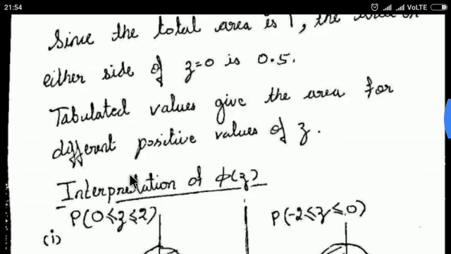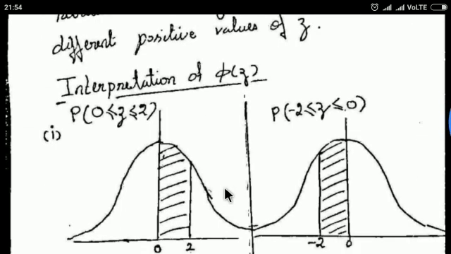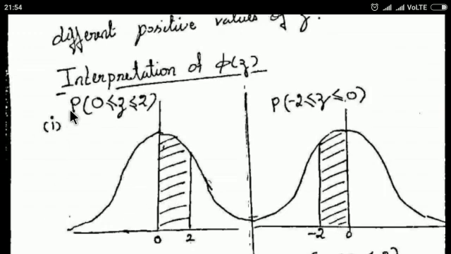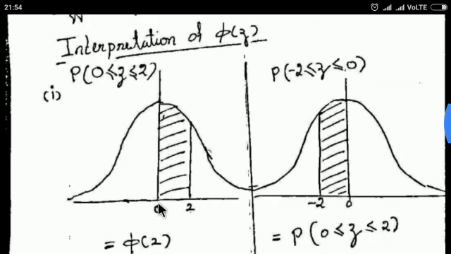Now how do we interpret phi of z in terms of these curves? Let's see, we want to find the probability of z lying between 0 and 2. We should remember that z is a standard normal variate, whereas x is a normal variate. If x is given, we need to convert x into z and then apply it to this curve. Now the probability of z lying between 0 and 2 is viewed like this, 0 to 2.